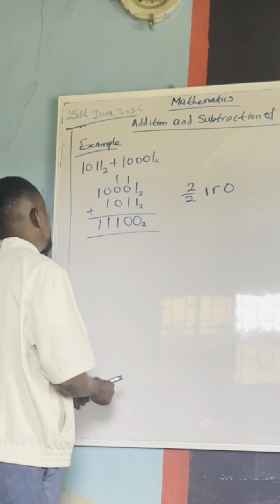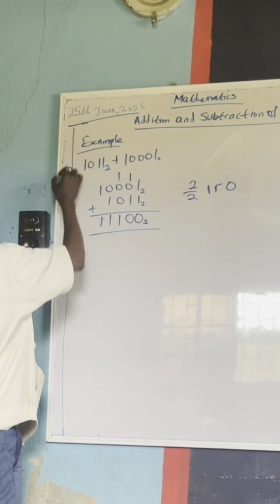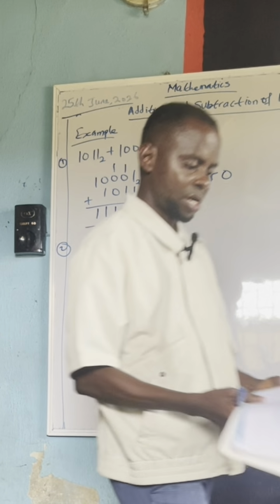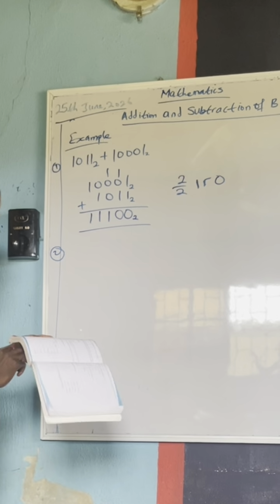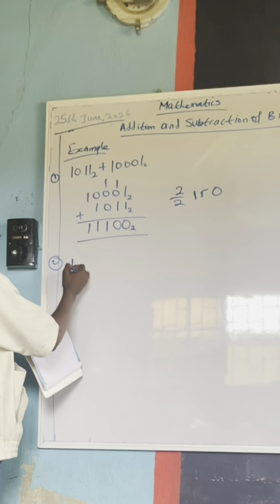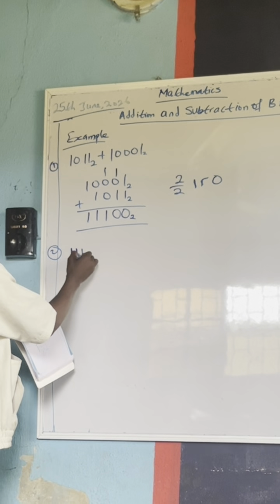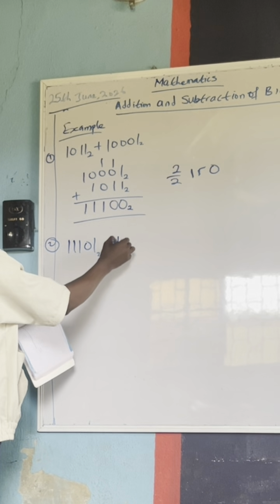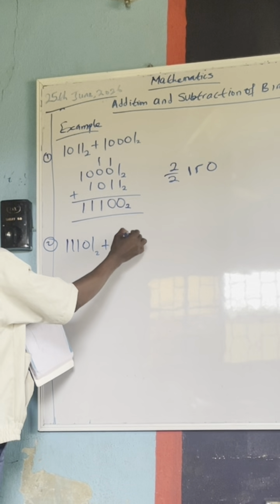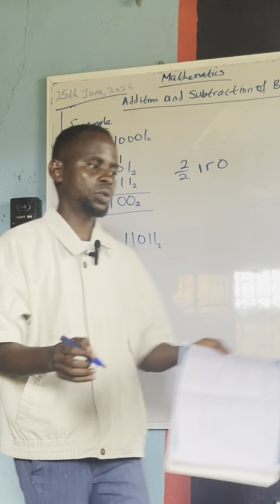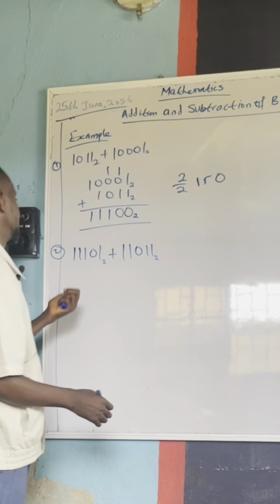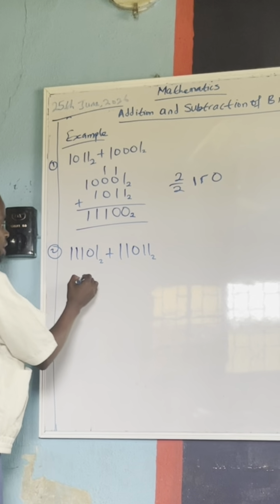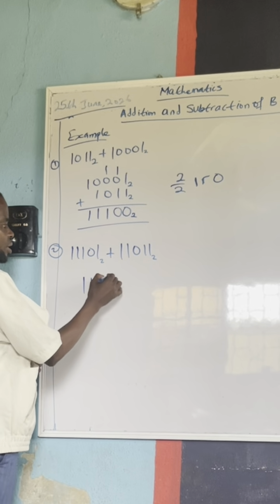All right, so let's go to example 2. Let's take another example. Let's take this one: 11101 base 2 plus 11011 base 2. So let's take this, right? 11101 plus 11011. So you have it the regular way.